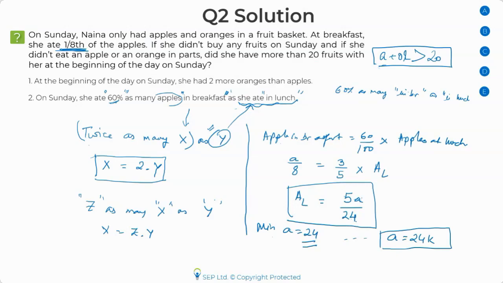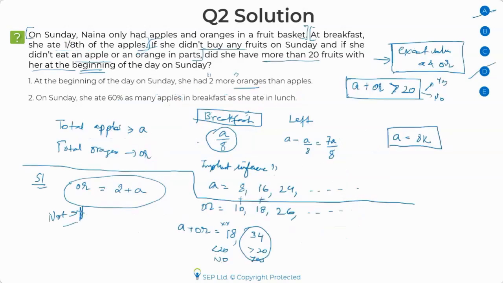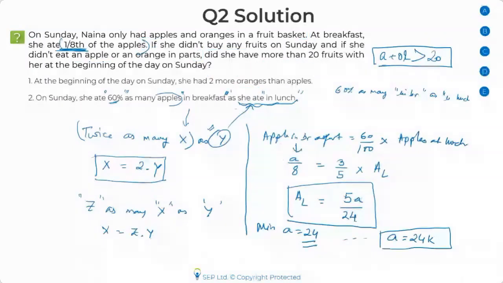Doris, remember in the question stem it is given that she ate 1/8 of the apples, and I had set up the equation that the apples she ate were a/8. So I've just put that in the equation: on the left-hand side a/8, then I took 5 to the other side and 3 to this side and ended up getting 5a/24. I hope that answers your query, Doris.